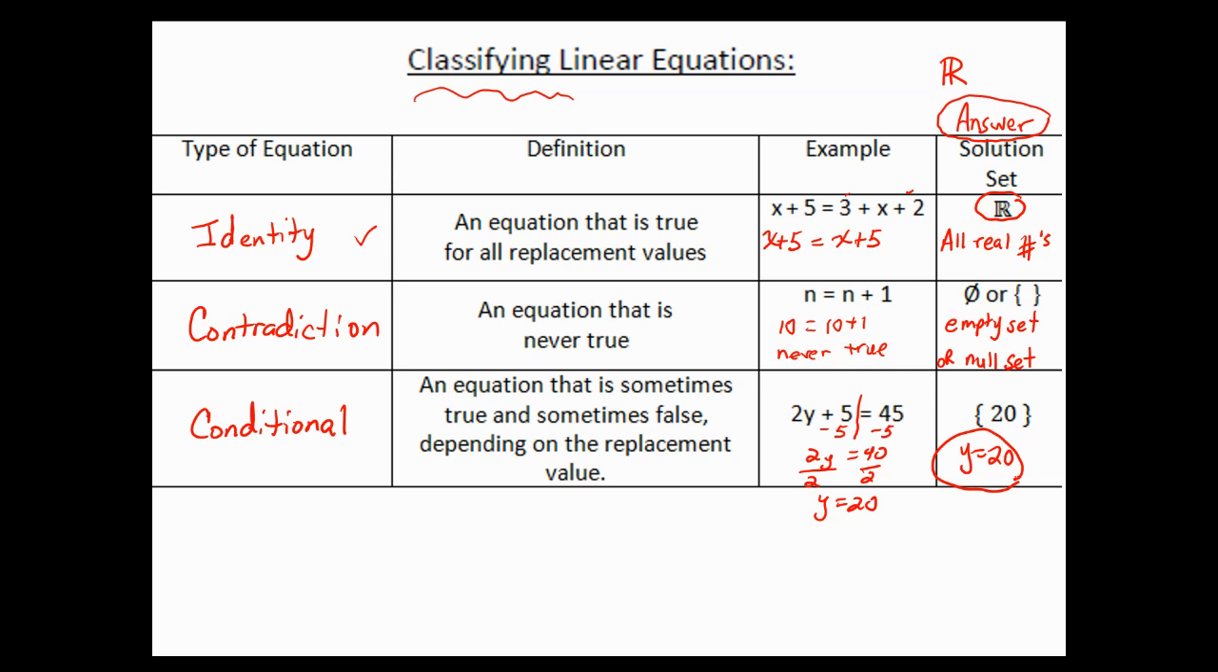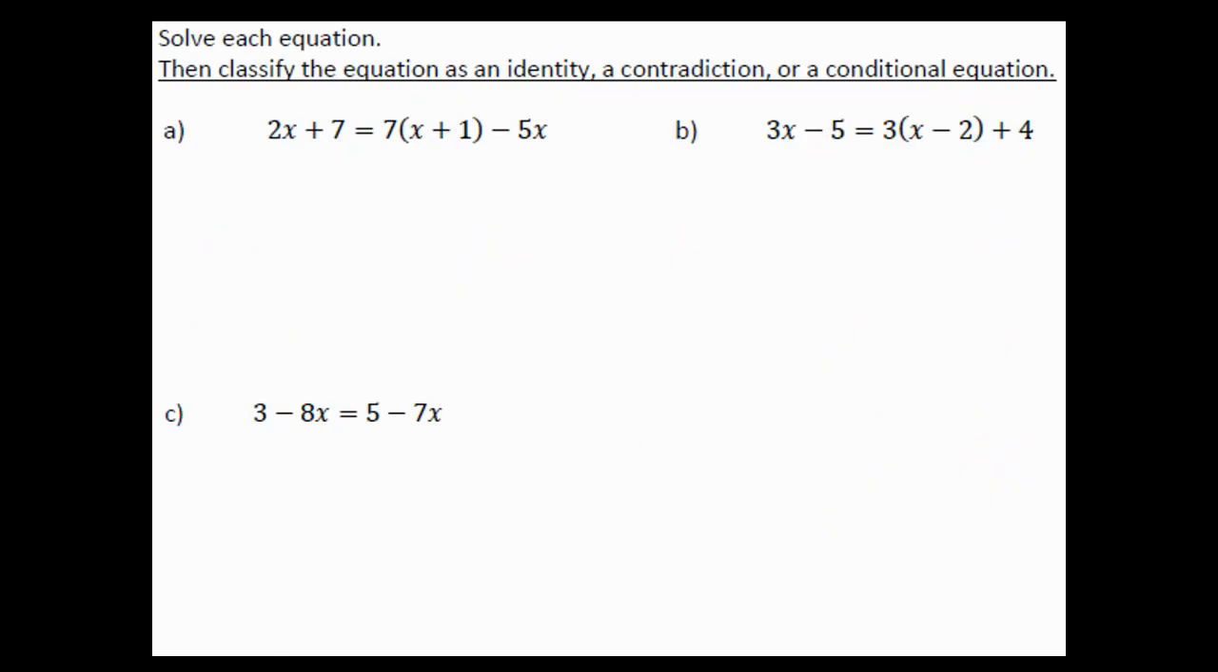Okay, so today we're going to be doing two things. We're going to be solving, and we're going to either use all real numbers, empty set, or a plain regular answer like y equals 20. And we're going to use these words: identity, contradiction, and conditional. So if you want to get started on the next problem, it says solve it, then classify it. So it looks like we need to do a little distribution. I would hit pause here and get going after we start this first one.